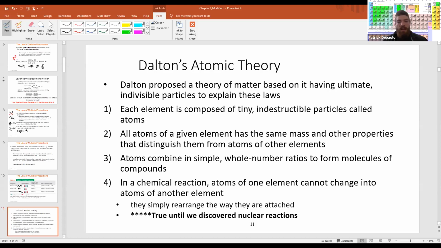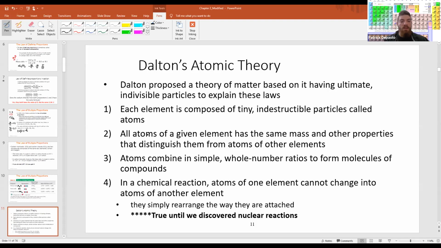Then the second one, all atoms of a given element have the same mass and other properties that are different than other atoms of other elements. Okay, this basically means that if you take hydrogen from my room and hydrogen from all of your rooms, it is the same exact thing. It's the same mass and other properties. Now, today we're going to learn about isotopes. And that kind of borderline makes a gray area with this rule, because with isotopes, you could have the same element with different masses. But if you're taking the same isotope, let's say hydrogen 1, and most of it's hydrogen 1, 99.98% of it's hydrogen with a mass of 1, if you take that from my room and your room, it's going to be the same exact element isotope. So 2 is basically true. He had the right idea.